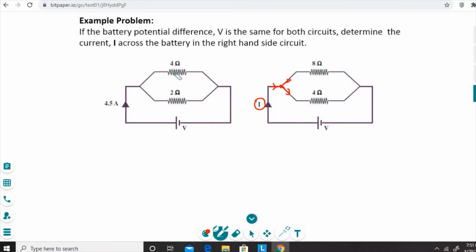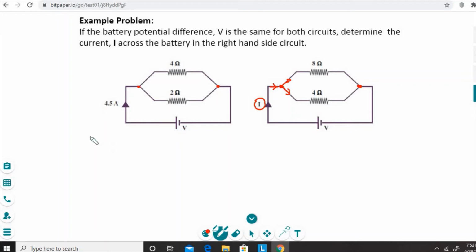Again, you can see these two configurations are two resistors in parallel. At these two ends, the potential difference is V. Similarly, at these two ends on the right hand side circuit, the potential difference is again V. So I can apply Ohm's law for the circuit on the right hand side and the circuit on the left hand side and equate them together, because they are at the same voltage difference.